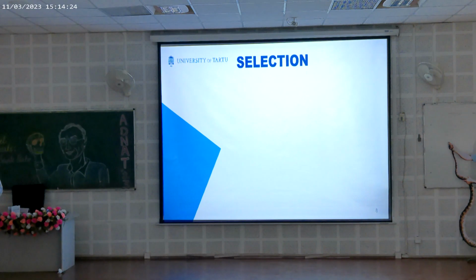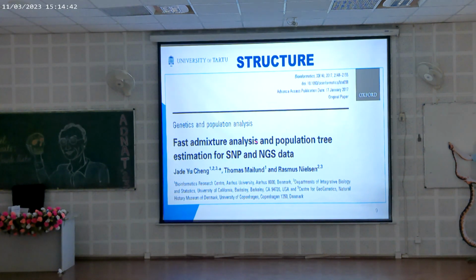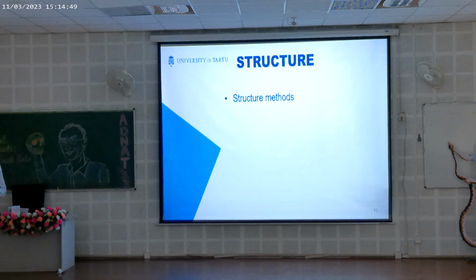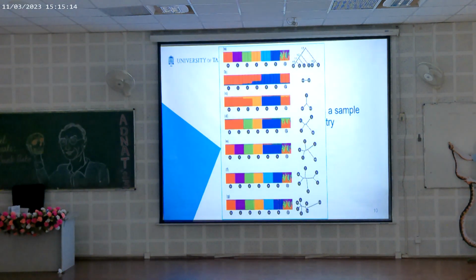So if I'm speaking about Ohana, the software which I use for that, I need to make a detour first by structure. The paper is actually based on the framework of the previous paper, as I mentioned, which is a mixture analysis and population tree estimation. And the structure method, I guess by now you are all familiar with it, but I'm still going to stick to what I have to say because I made the slide, so I might as well go with it. To quote the paper, the structure method is a cluster algorithm that helps you classify individuals in a sample fractionally into discrete ancestral components, which is kind of a mouthful, but now you're pretty familiar with all these pictures.